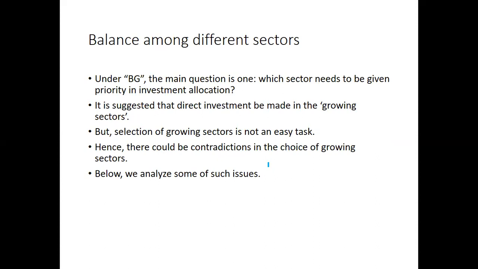Under balanced growth, the main question is which sector needs to be given priority in investment allocation. This is the main question that we face in balanced growth rate. It is suggested that direct investment be made in the growing sectors. But selection of growing sectors is not an easy task. Hence, there could be contradictions in the choice of growing sectors. Here we analyze some such issues.